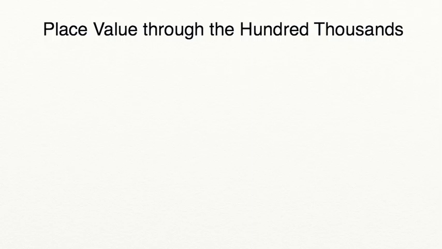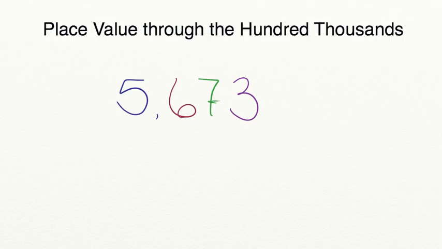Let's begin today by reviewing what place value means. We are going to start by looking at the number 5,673. So this number has 4 different place values. Each number is in a certain place value and has a certain value. For example, the number 3 is in the ones place. And this means that we have 3 ones, so it has a value of 3 wholes.